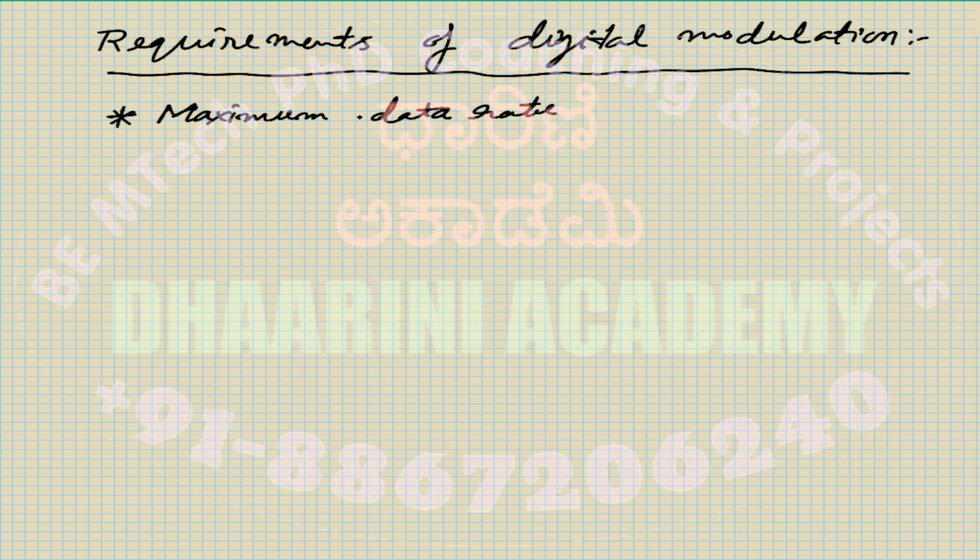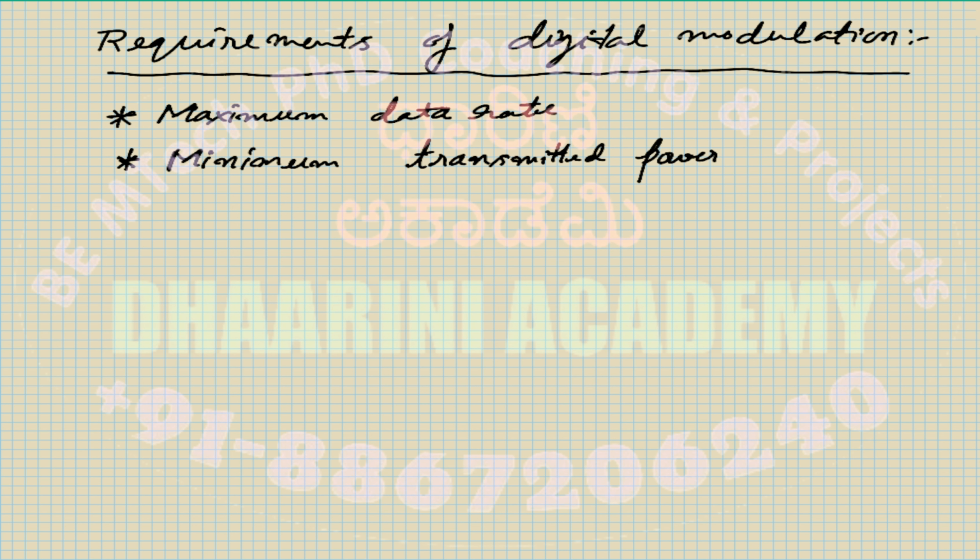Then, in order to achieve the highest possible data rate, what is the amount of power you are investing, right? So this should be minimum, correct? So the minimum amount of transmitted power is the second requirement. Then followed by, so there is what is called as the channel bandwidth.